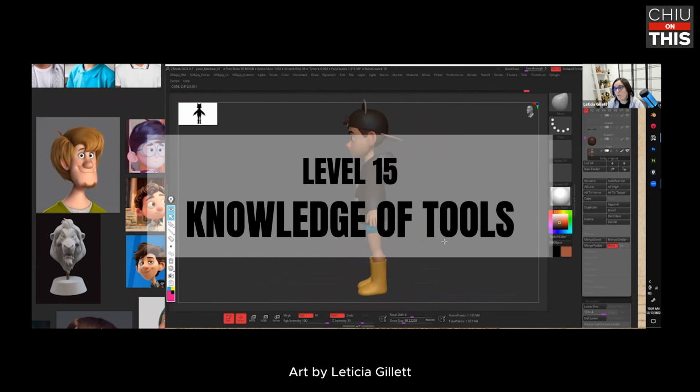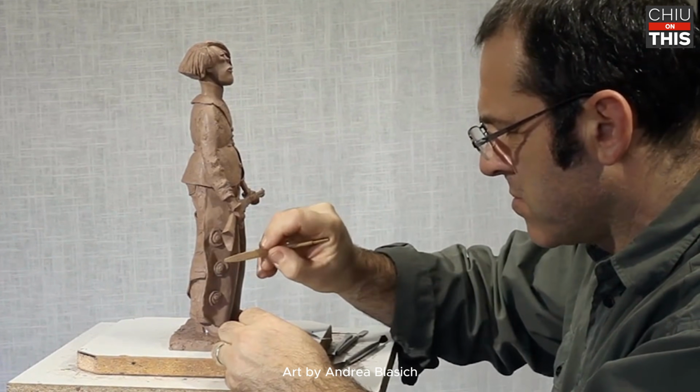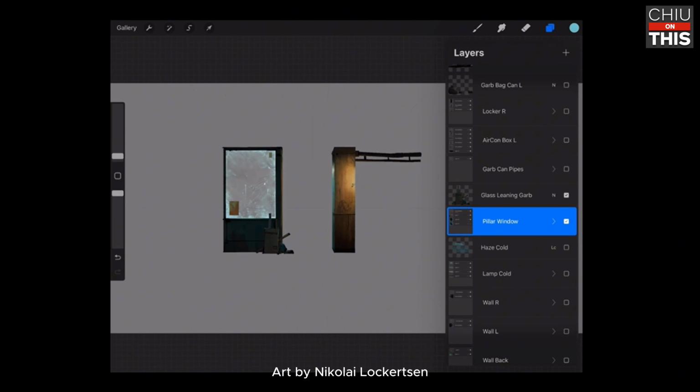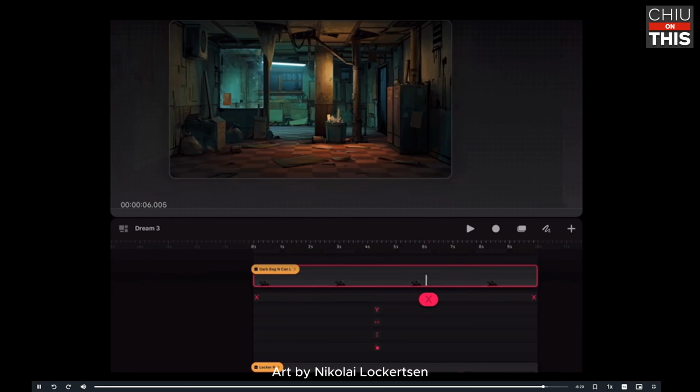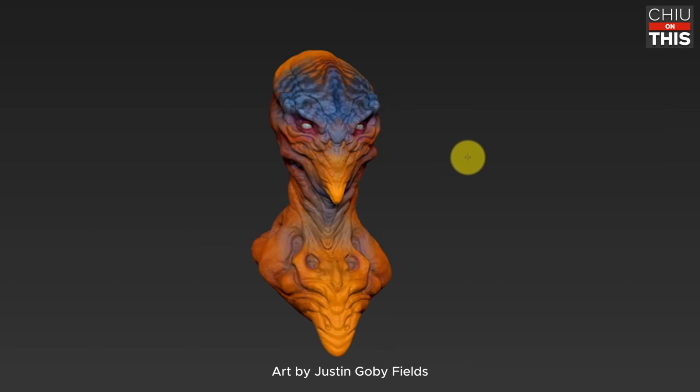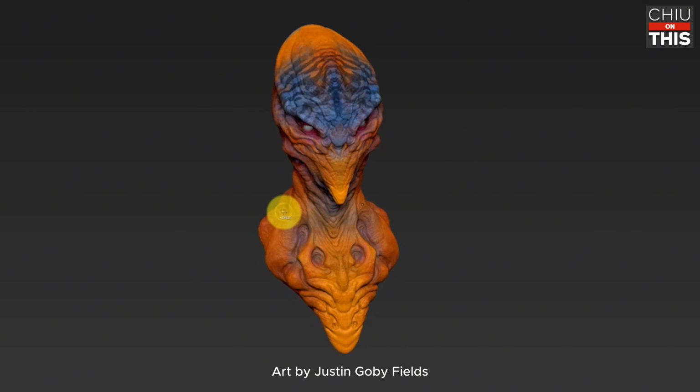How well do you know it? Otherwise, you could have all the knowledge in the world of lighting and composition and structure and all these things. If you don't know your subject matter, it'll never be painted or created as well as it could. Level 15, the knowledge of tools or software. Do you use traditional tools? Do you use software? Well, level 15 is knowing those tools, those softwares well. If you don't know them well enough, you'll never get to your potential.